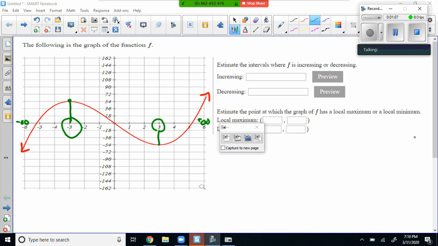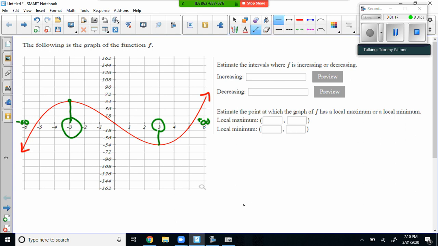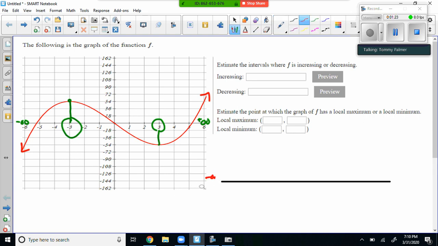Now, it says from where to where is the function f increasing. Well, what I tend to do is this. That kind of makes it a little bit easier for you. Negative infinity, -3, 3, and positive infinity.